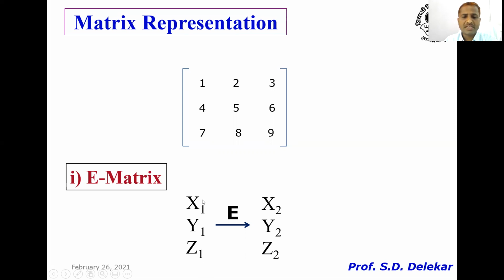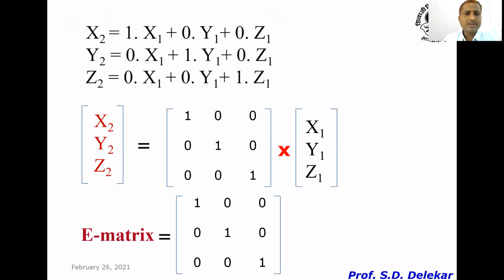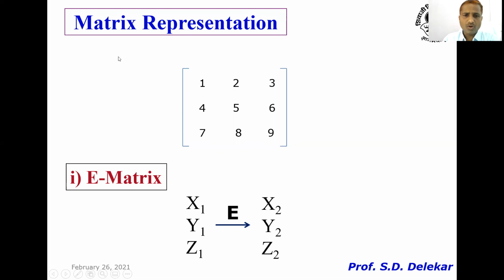So x1, y1, z1 are the Cartesian coordinates before operation, and x2, y2, z2 are the Cartesian coordinates after operation. As we know, when we operate E on any symmetry element, at the end there is no change in the overall orientation of the molecule. Whatever the orientation was before the operation is the same after the operation. In other words, x2 is equal to x1, y2 is equal to y1, and z2 is equal to z1.